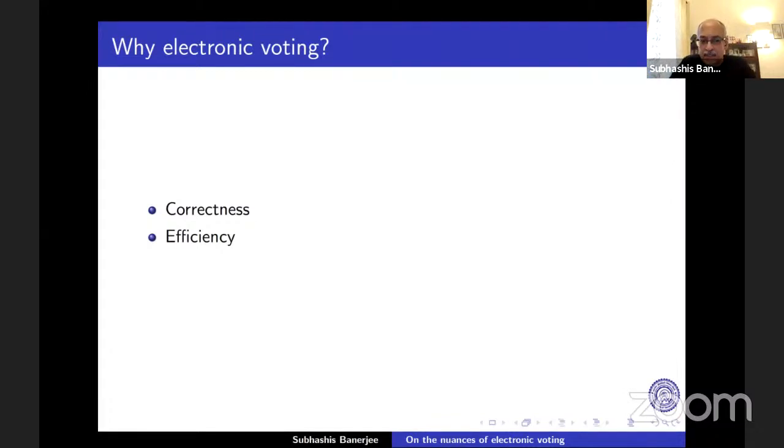However, this correctness, we found, is very ambiguously defined. What is correctness of voting? That concept, both in the minds of the electorate, in the minds of ECI, and in the minds of the designers of the system, is not correct. And that is something that we will try to address in this talk a little bit today.